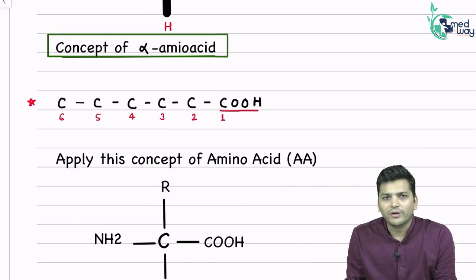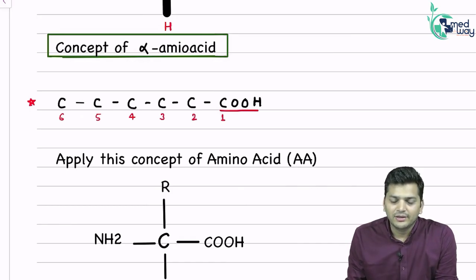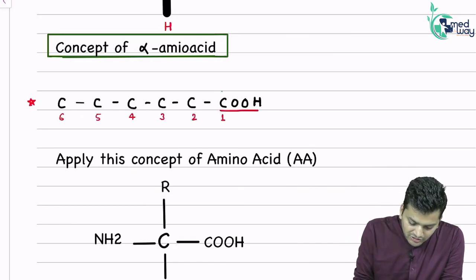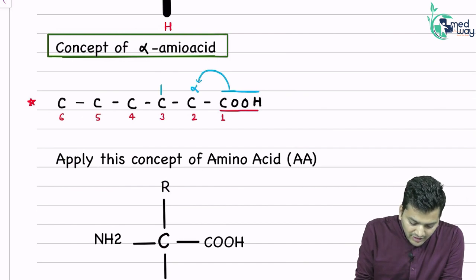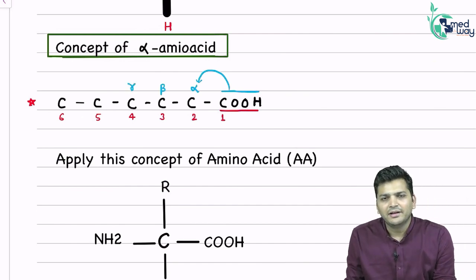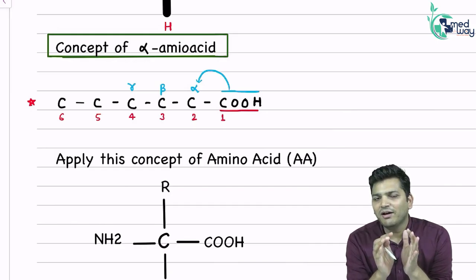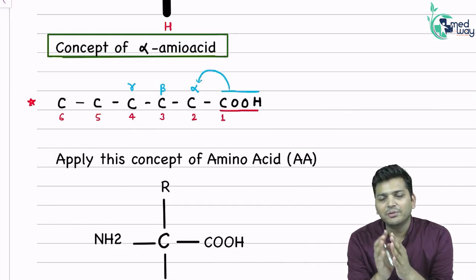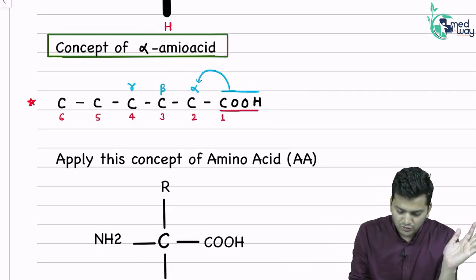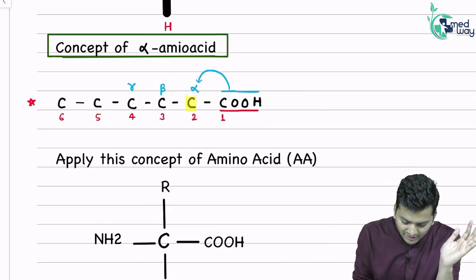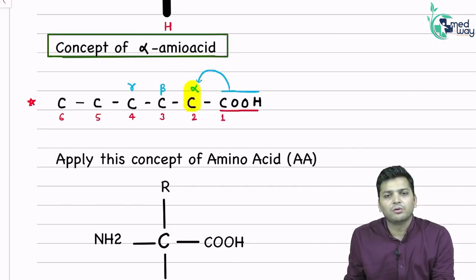But there is one more way by which we can do the carbon numbering. What is that? This is the functional group. The carbon which is next to the functional group is called the alpha carbon. Then we have the beta carbon, gamma carbon, delta, epsilon, likewise. Right? So alpha carbon means the carbon which is next to the functional group. We have understood here, this is the alpha carbon, the carbon next to the functional group.